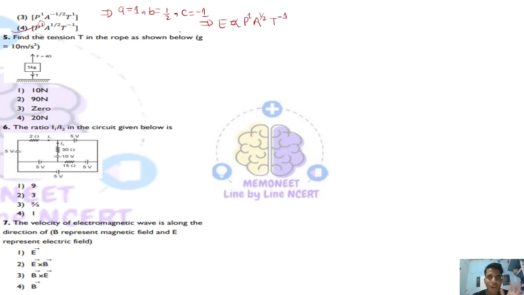You need to write all the dimensions of different quantities in terms of fundamental quantities. Then you need to find out the dependence, the power of the momentum, area and time to get the relation between energy and power, area and time. Now moving to the next question.